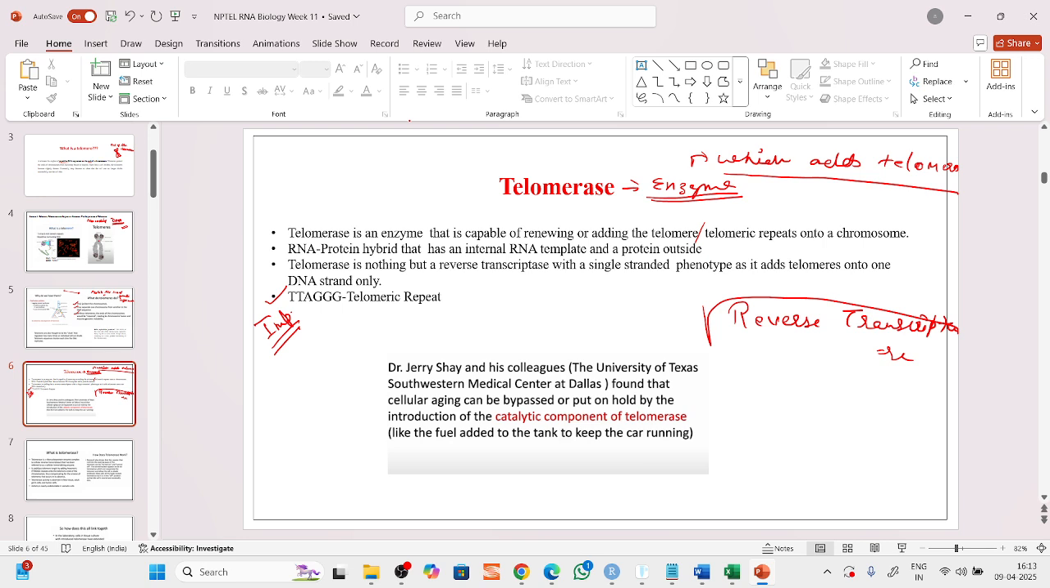For that, you need not add the whole telomerase enzyme. Even if you are adding just the catalytic component of the telomerase enzyme, even that much is sufficient for bypassing the cellular aging or putting it on hold. Okay, I hope this point is clear to everybody.